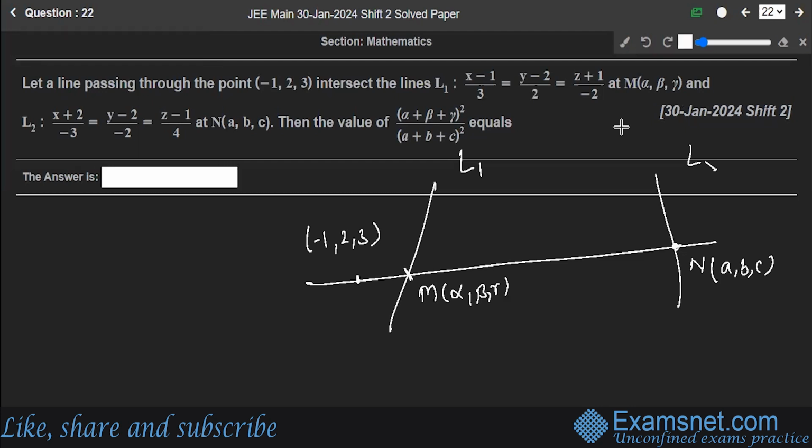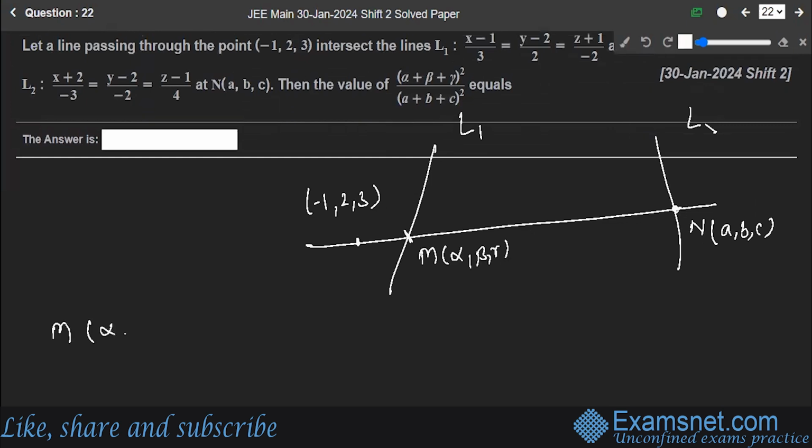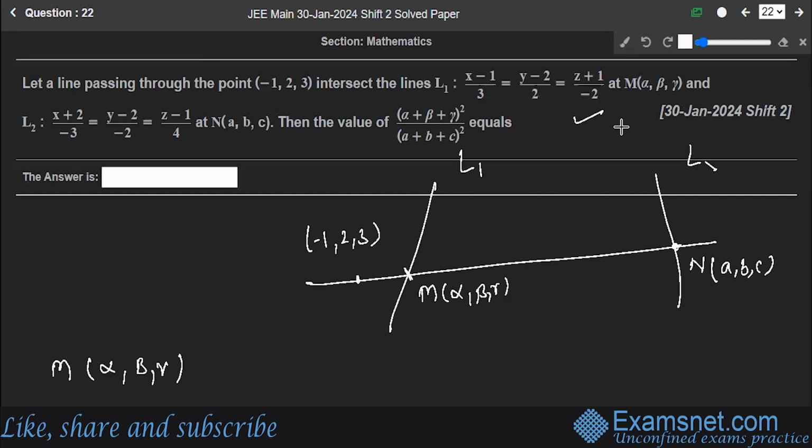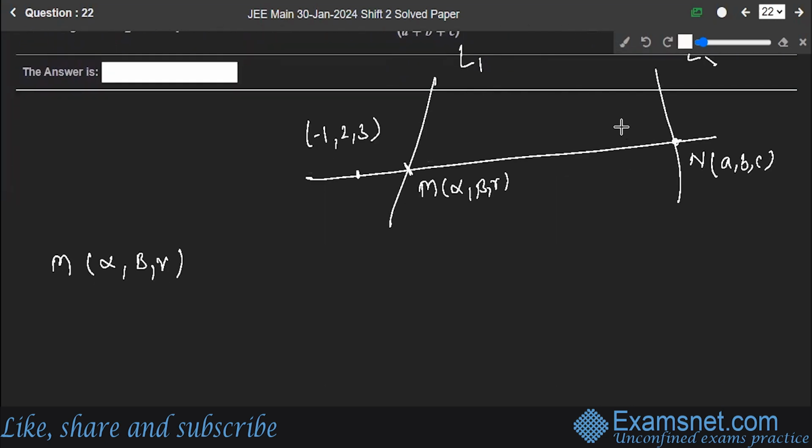Now, see, what will be the coordinates of M over here? For the point of intersection M, alpha, beta, gamma, this will be given by, because this is the equation of the line, let's say this is equal to some lambda. Gamma has already been used, so I'll be using lambda. So this M will be equivalent to 3 lambda plus 1, and then 2 lambda plus 2, and then minus 2 lambda minus 1.